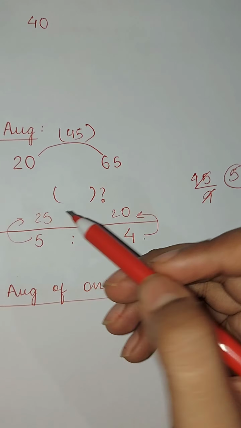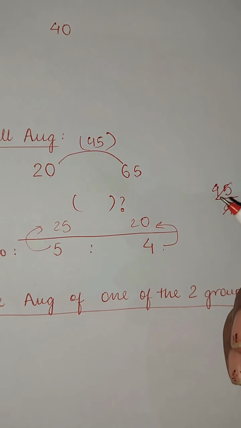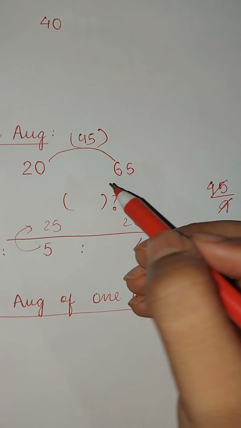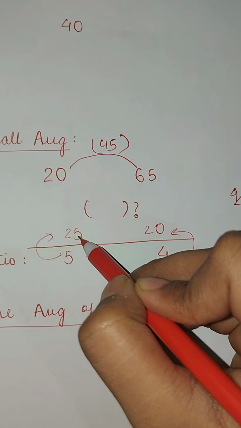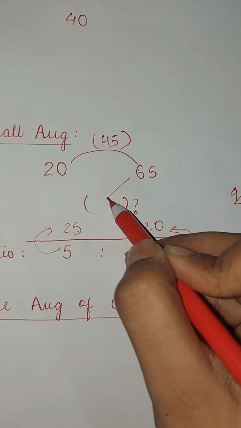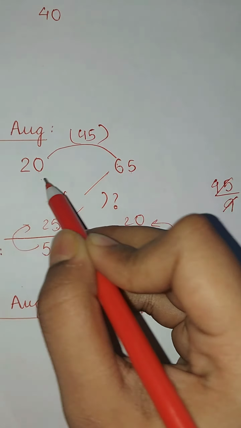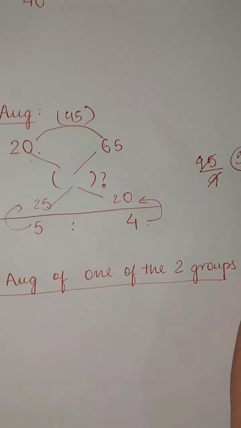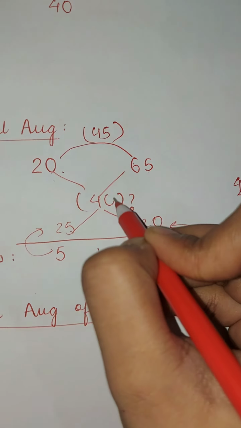Now we can find it using two different ways. You can go with whatever you want. You can either subtract 25 from 65 going this way, or you can add 20 plus 20 going this way. Either way, you are going to get the same answer, which is 40.